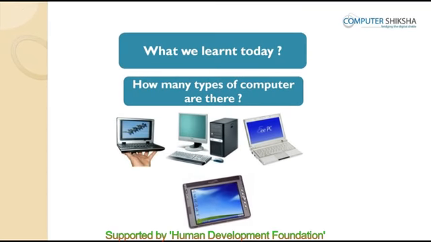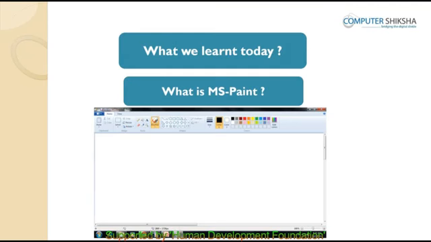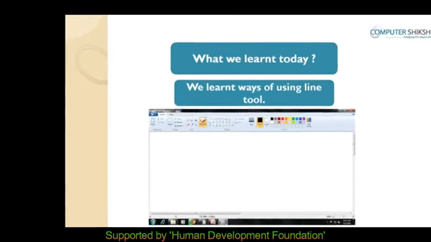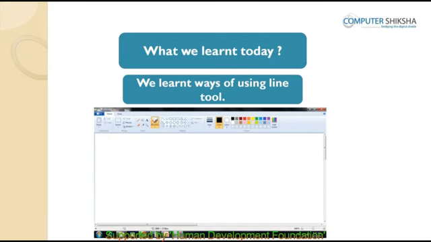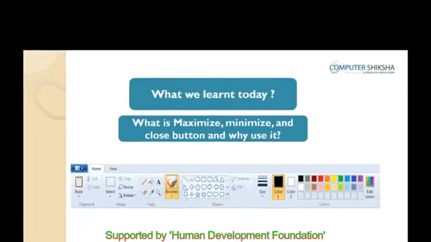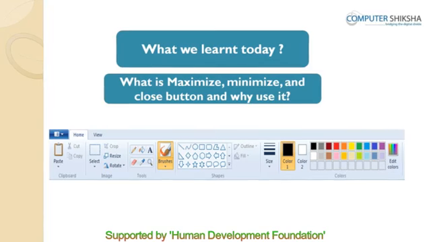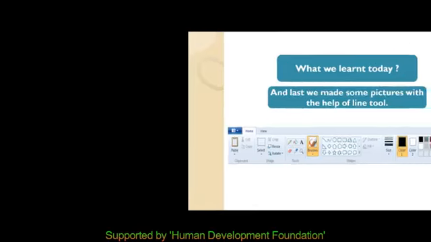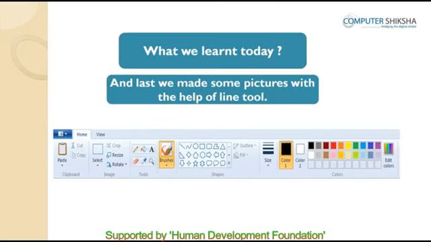In today's class, we learned how many types of computers are there, what is MS Paint, what is a toolbox. We learned ways of using line tool, what is maximize, minimize and close button and why we use it. And lastly, we made some pictures with the help of line tool.